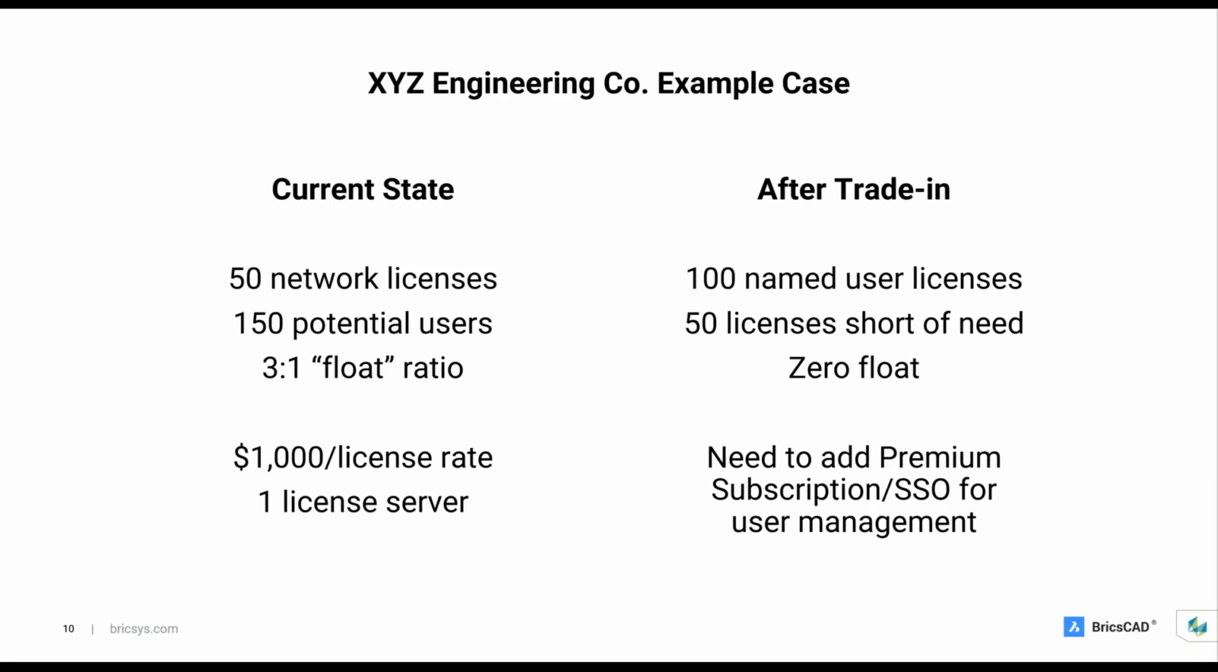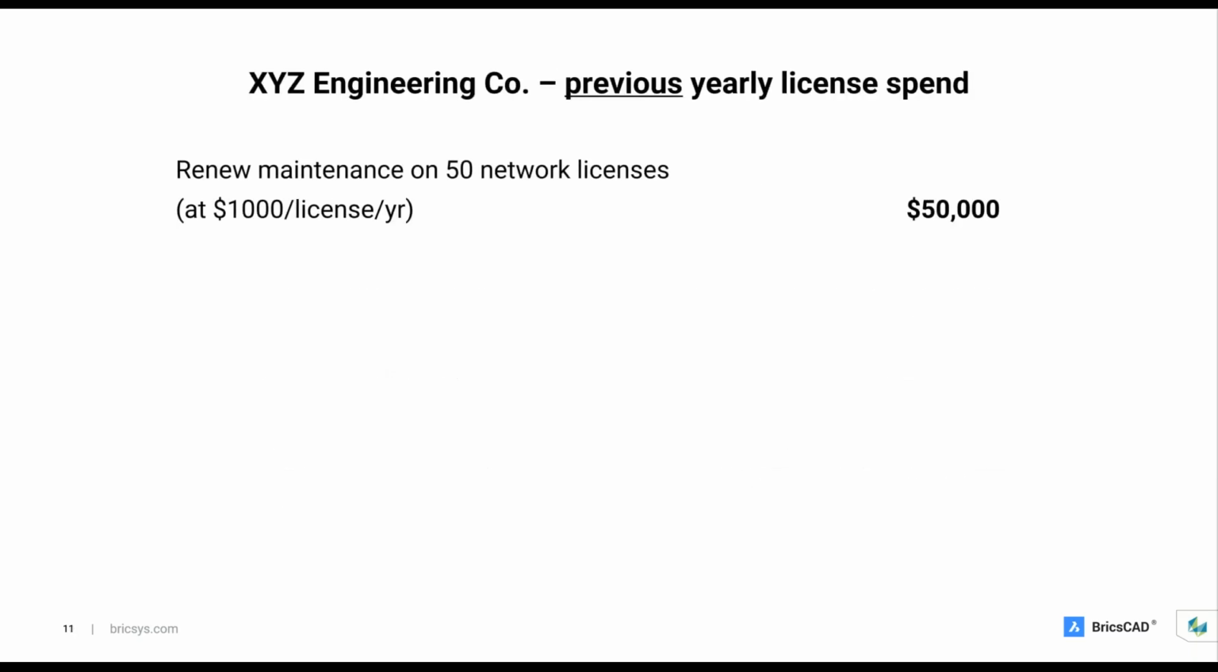It looks like it's considerably more involved than this concept of a network license. But let's take a look at some costs. Based on what's going on, let's just say last year at renewal time, what did XYZ have to deal with in terms of license cost? It was actually really, really simple. They had 50 network licenses. They had a negotiated rate of $1,000 per network license per year. They just renewed $50,000.